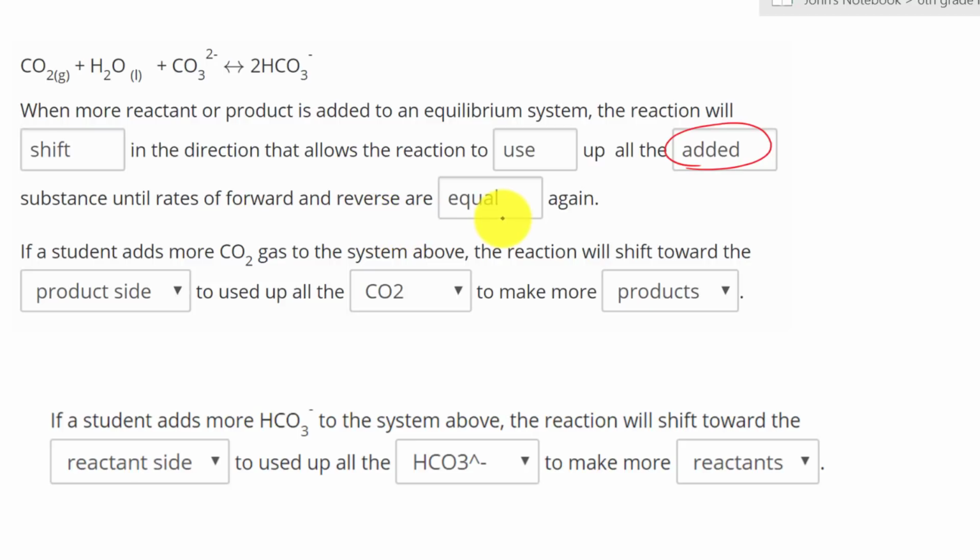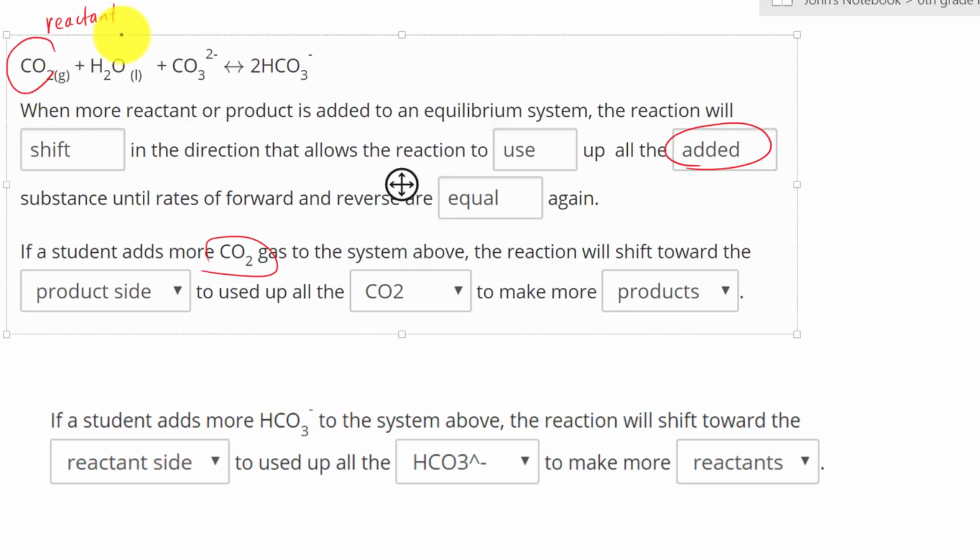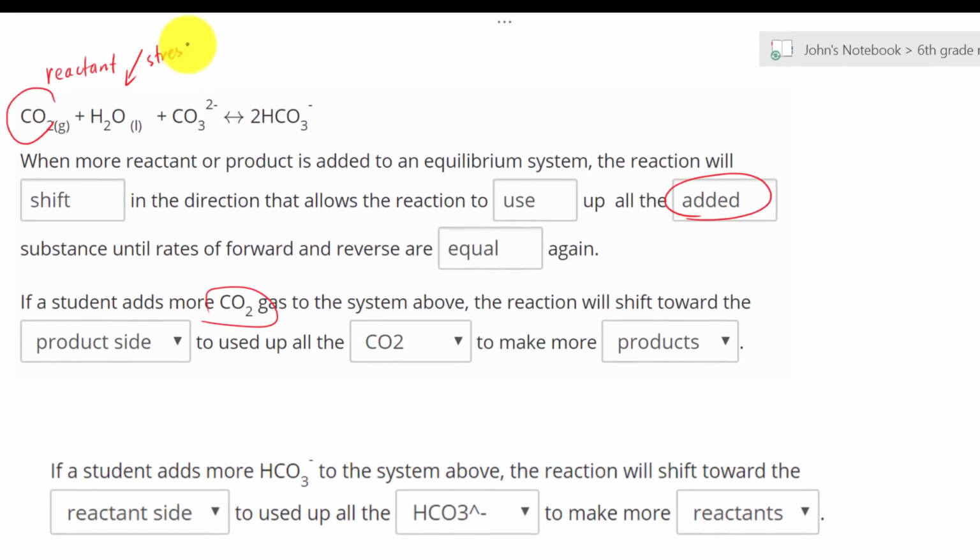So again, let's look at this example. If a student adds more CO2, so CO2 is right here, okay, and that is your reactant. If more CO2 is added to the above, so right here we are adding stress to the reactant side. The reaction will shift toward what? Well, if we add more CO2, if the stress is on this side, we have to go forward. That way the stress is being reduced. And how does that work? Well, what's happening here is that we are going to shift the direction of making more product.